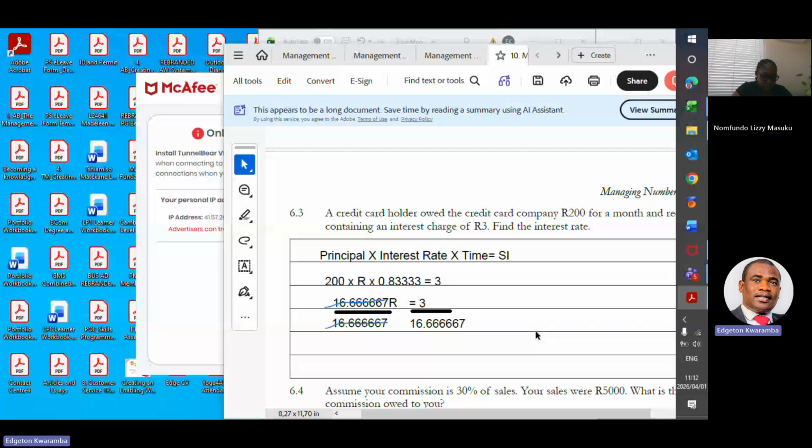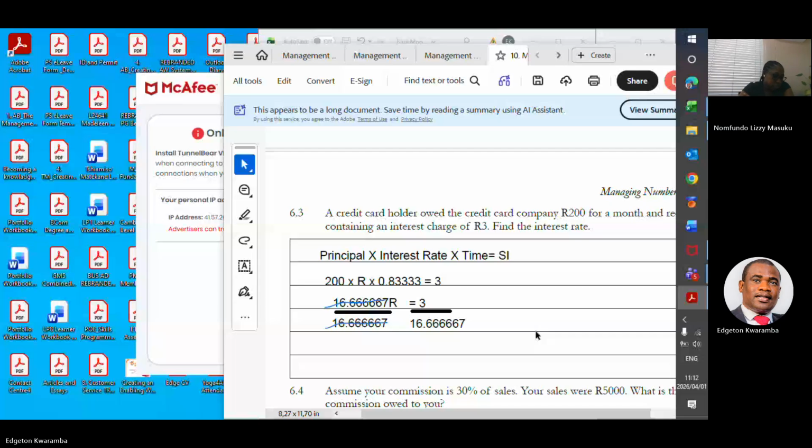I want you to say 16.666, put a number of sixes, 3 divided by 16.666. I'm getting 0.179. 0.179999. So it's just running short, because of the rounding, of saying 0.18. So the interest rate was 18%.